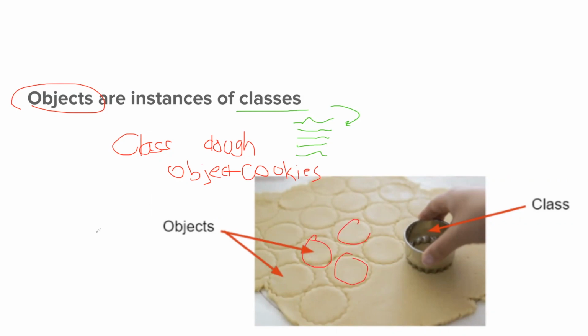So a better example, other than this picture, is if I had a class animal, then an object can be a dog, right? It's just an instance, like a subcategory of the class, you can say. So that's how we identify the relationship between objects and classes.